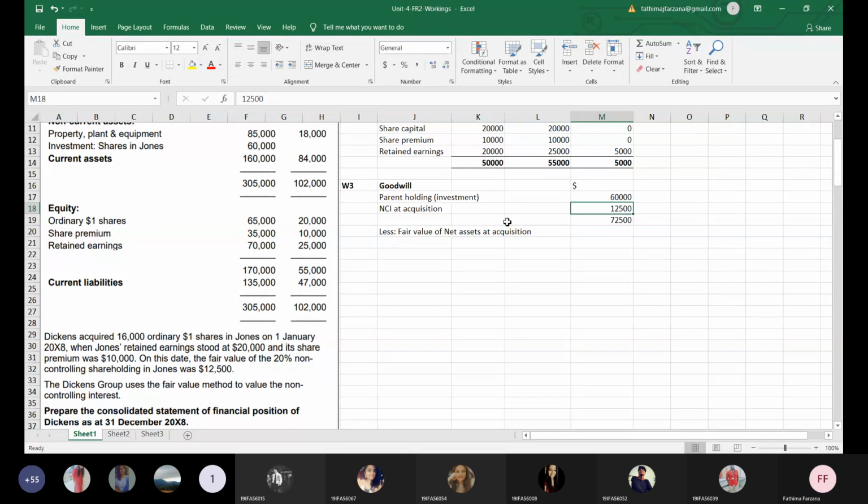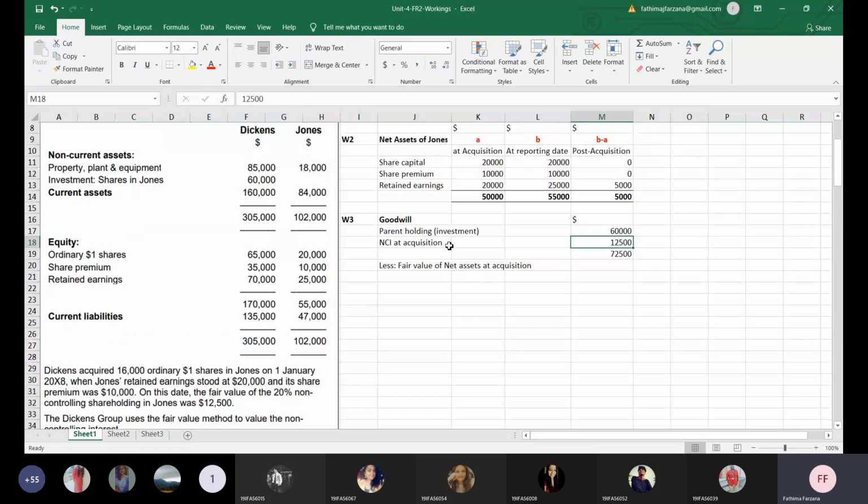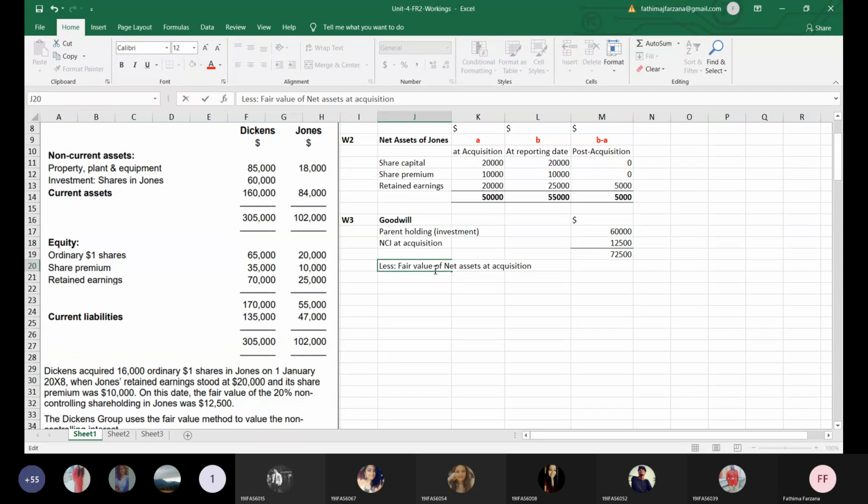Okay, how much is the fair value of net asset at acquisition? Fair value of net asset at acquisition. Which column actually? First column at acquisition. First column you will see. So I can put here as working note 2. Yes, 50,000. Okay, so now find out the value of net asset of Jones. Net assets, fair values, Jones worth is 50,000 only.